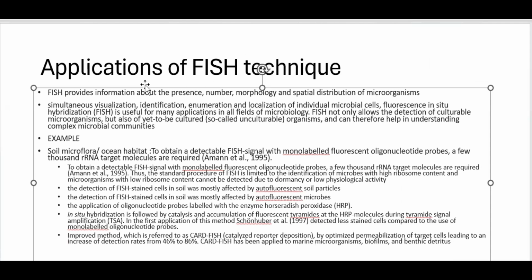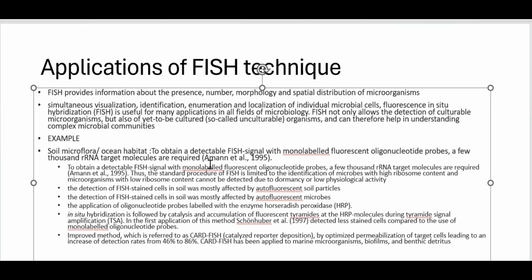Now here is the example which I have taken, that is soil microflora or ocean habitat. If you are talking about that, a huge number of microorganisms are going to be there, and thousands of target molecules will be present. So how to go about it, right? So here is a case, microflora from soil or ocean habitat, to obtain a detectable FISH signal with a monolabeled frozen oligonucleotide probe, a few thousand rRNA target molecules are required. You getting the point?